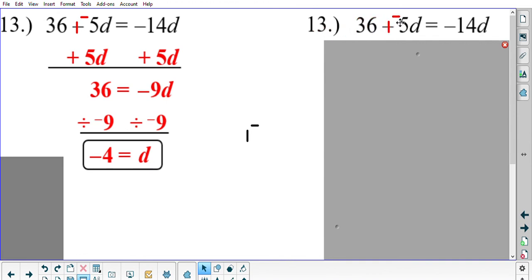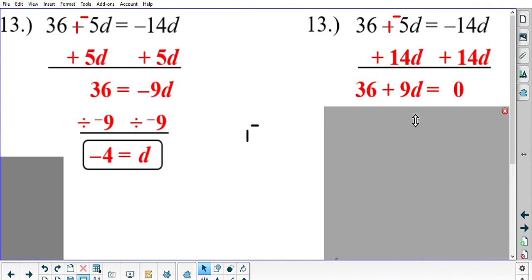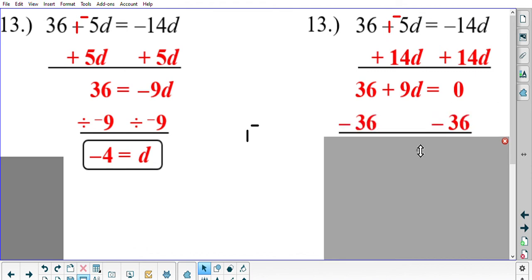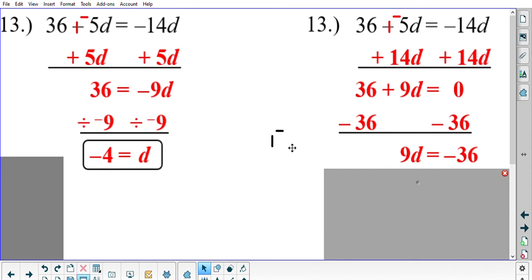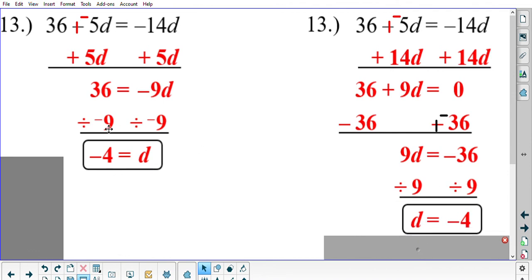If you did it the other way, adding 14d on both sides, you would get 36 plus 9d equals 0. You may not make that 0 disappear. You're going to have to subtract 36 on both sides, which will give you negative 36. Now, why does that give you negative 36? Because subtracting 36 is the same as adding negative 36, and 0 plus negative 36 is negative 36. Divide by 9 on both sides. Now, notice, it's the same answer as the other way that I did it. But the other way I did it, where I got the variable on the side that began with only a variable term, that's the quicker way to do it.